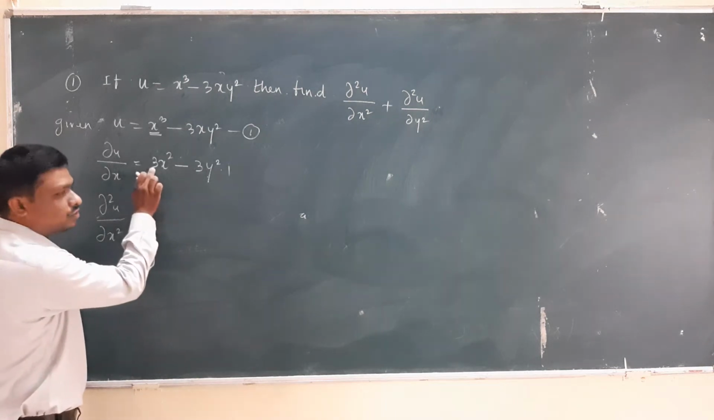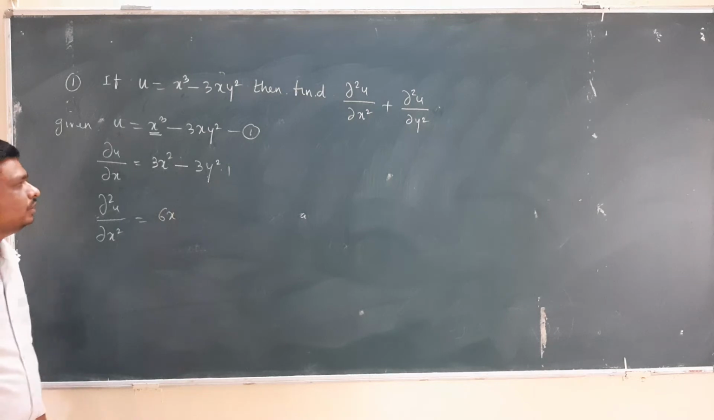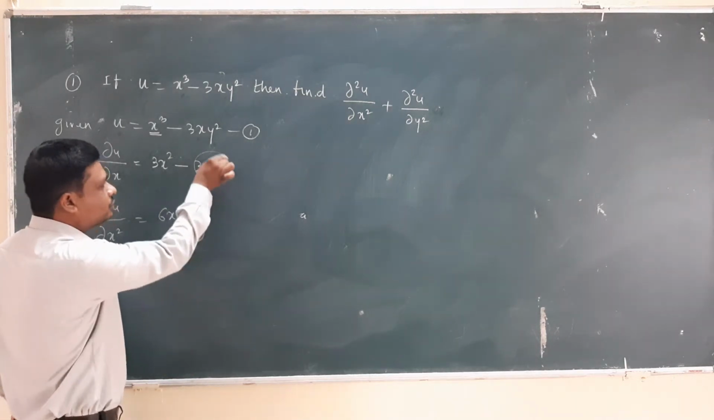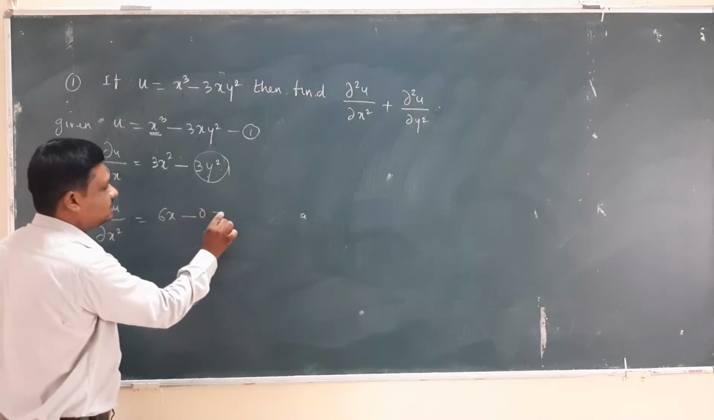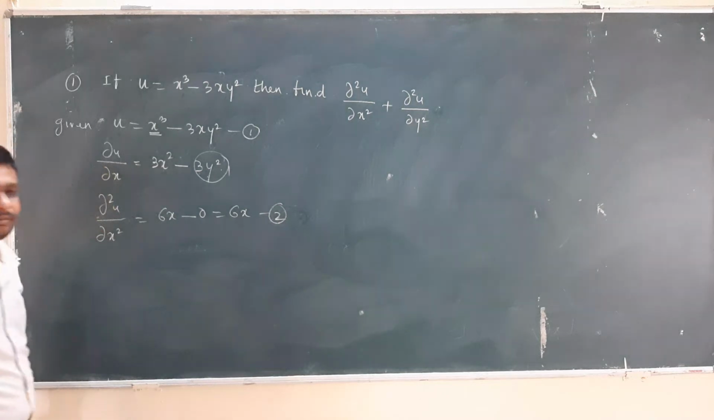So then 3 is constant here, derivative of x square is 2x, so this becomes 6 into x. Here 3 is constant and y square is constant, derivative of this constant is 0. So this implies 6 into x. So I will take this one as equation number 2.